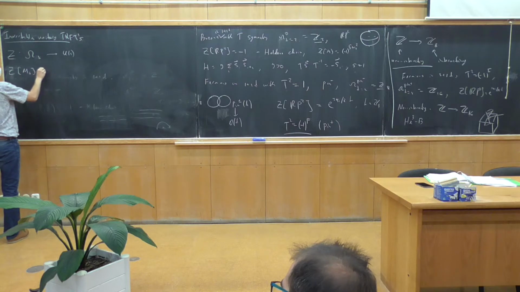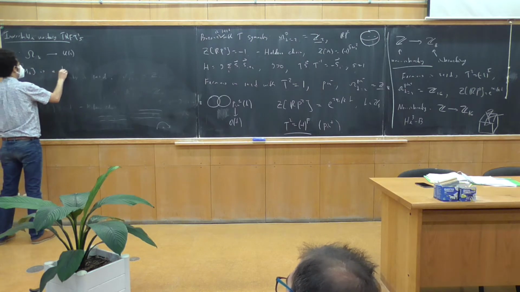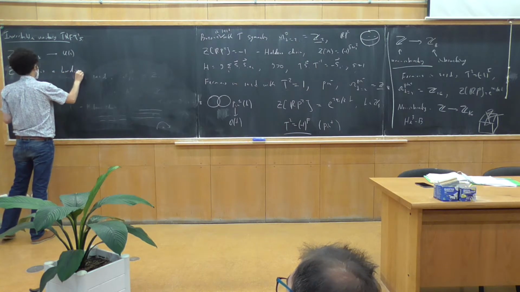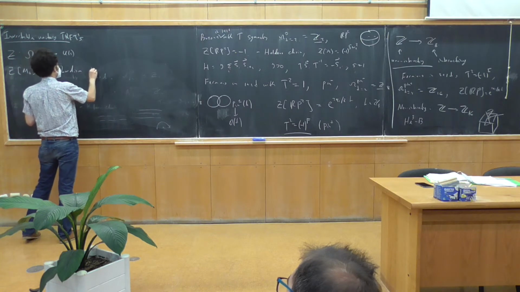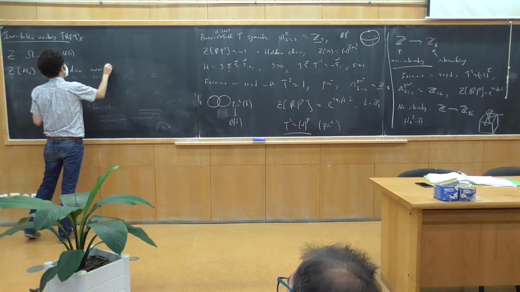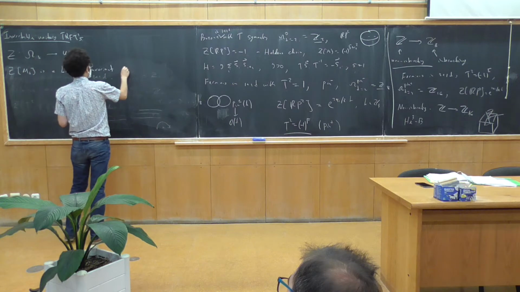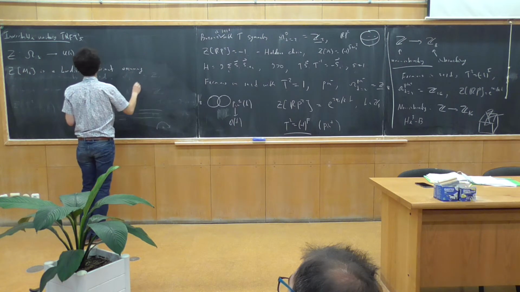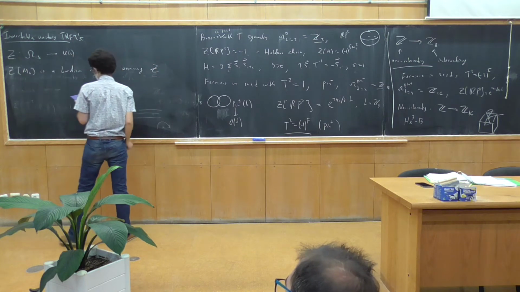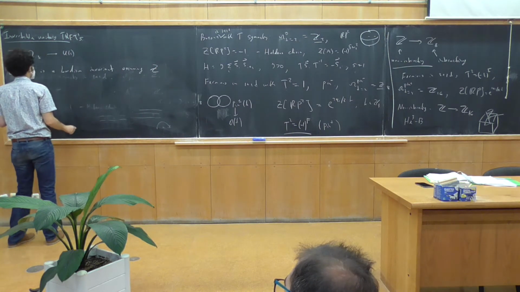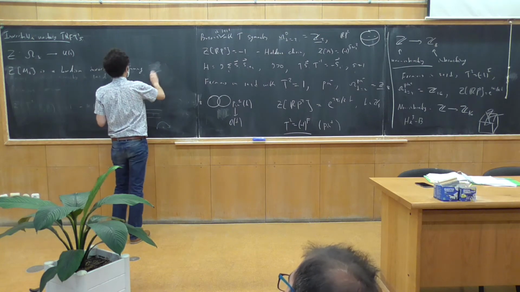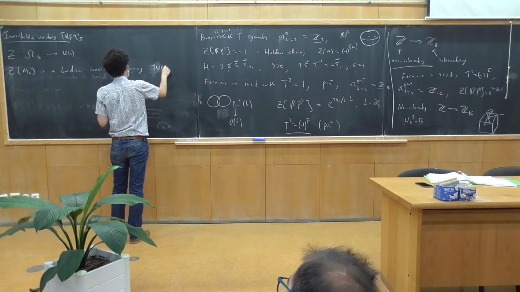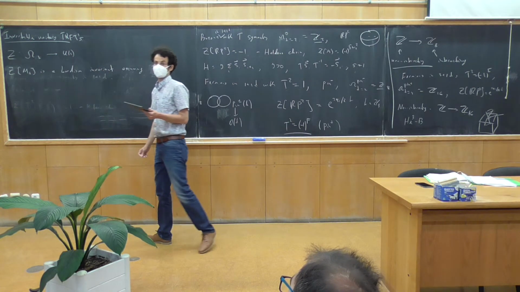Z of M_G is a Born invariant. Assuming that, well, assuming we have topological quantum field theory, right? So the partition function does not depend on the metric.